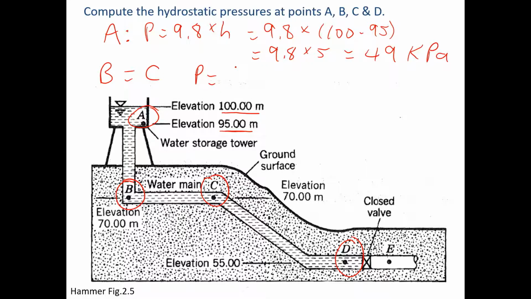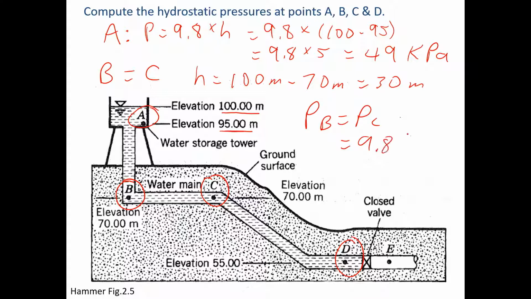Maybe I'll erase that P. So height, in that case, we've got 100 meters minus 70 meters. So the height is 30 meters of water above B and C. So pressure B equals pressure C equals 9.8 times 30.